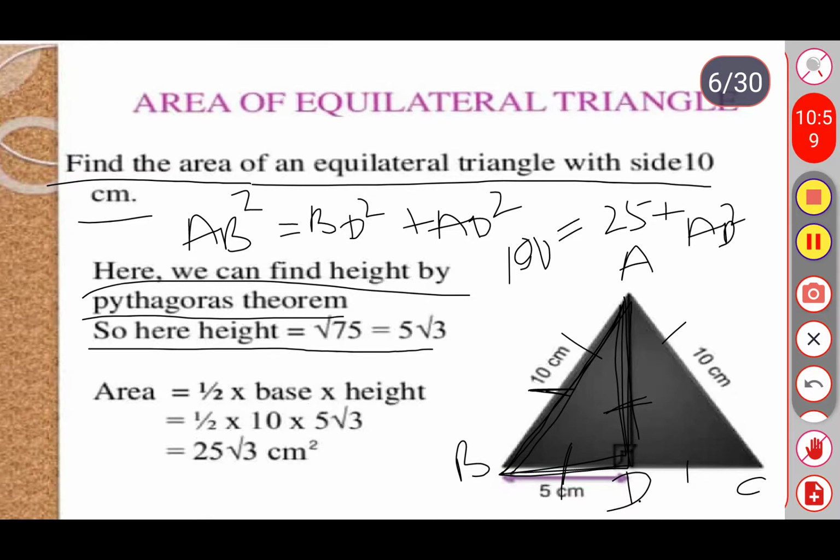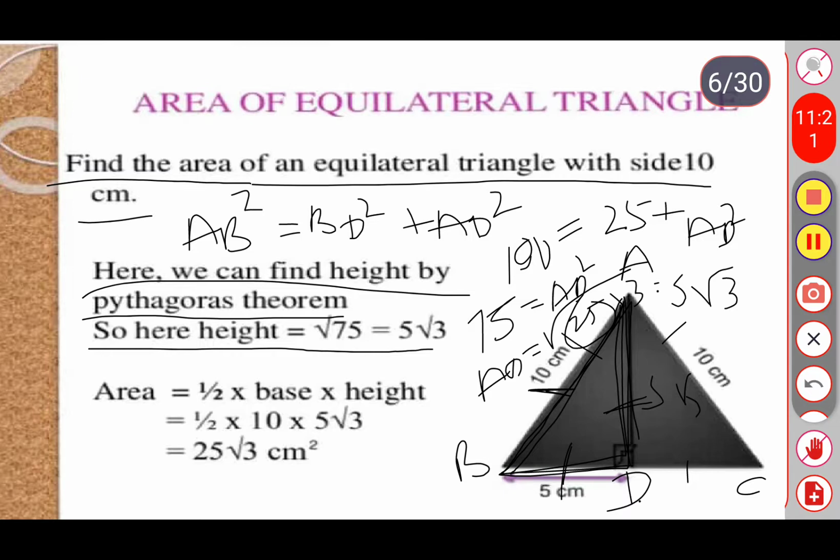So just subtract 25 from 100, what will you get? 75, which is equal to AD square. Now AD is equal to, 75 can also be written as 25 into 3. In that, root 25 is a perfect square number, therefore 5 root 3 is the height of the triangle. If 5 root 3 is the height of the triangle, now find the area of the triangle by using the formula half into base into height.